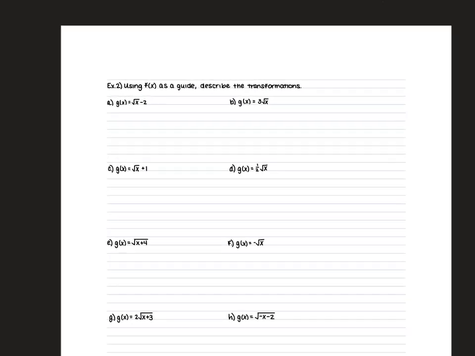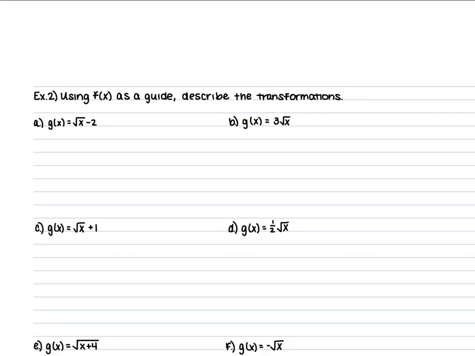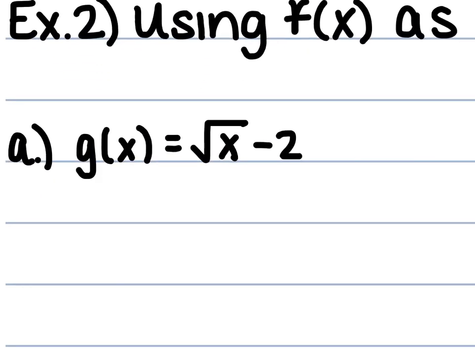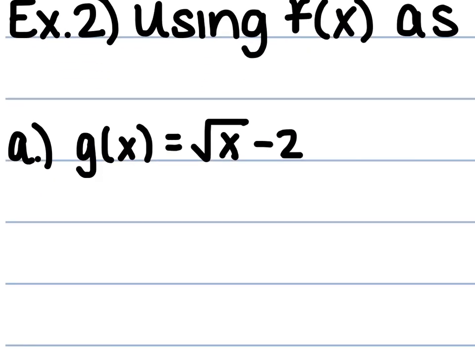For some of these examples, we are using f of x as a guide, and f of x is just the square root of x. And we are describing the transformations here. So if we look at the first example, we have g of x is equal to the square root of x minus 2. That minus 2 is outside the radical, so because this minus 2 is outside, it's going to go down 2.